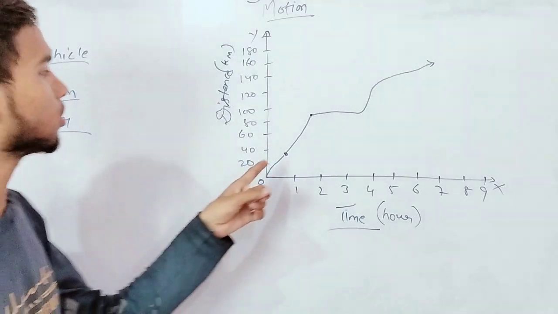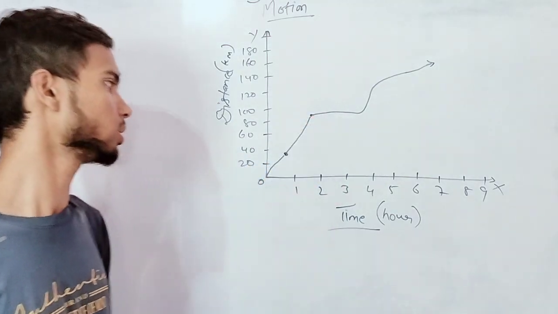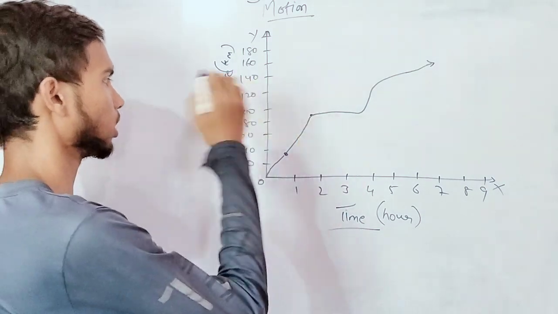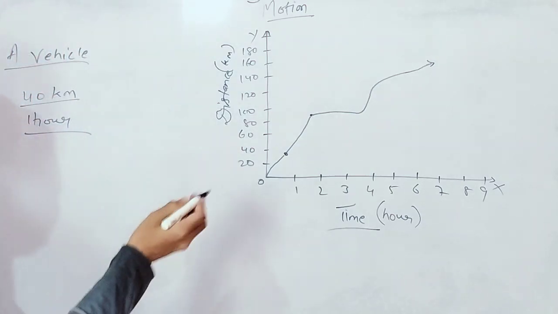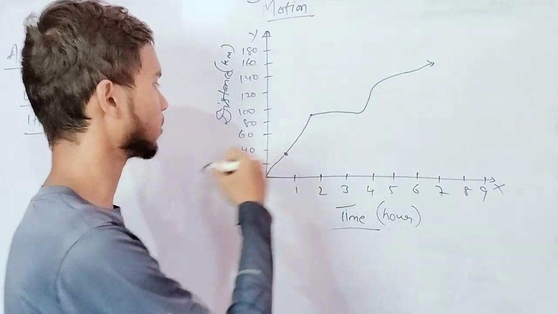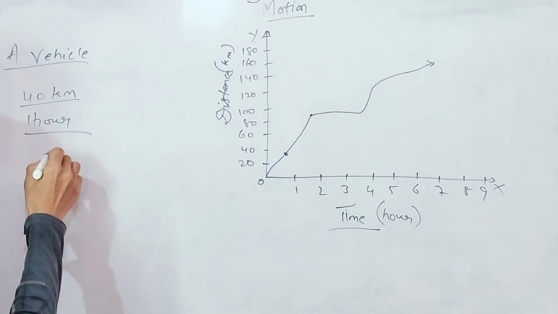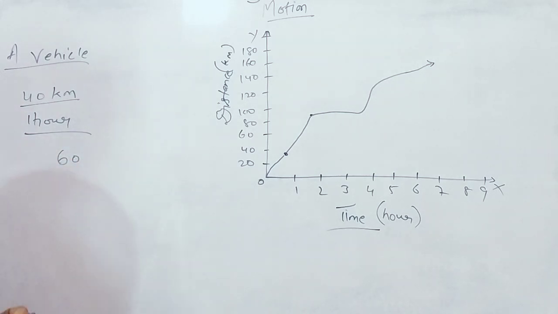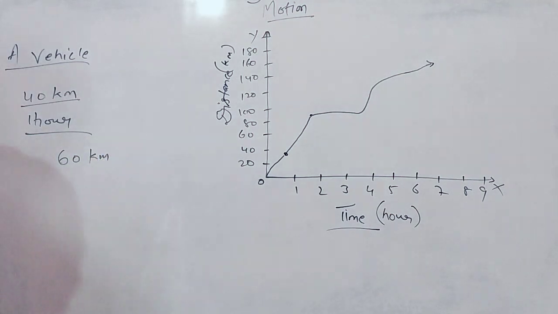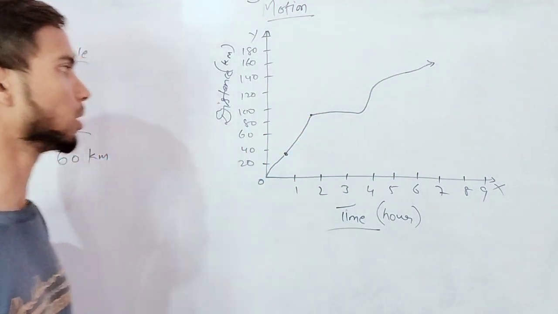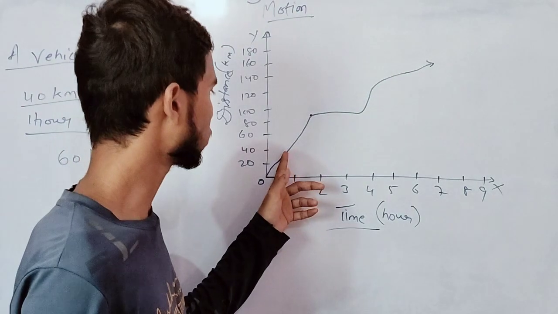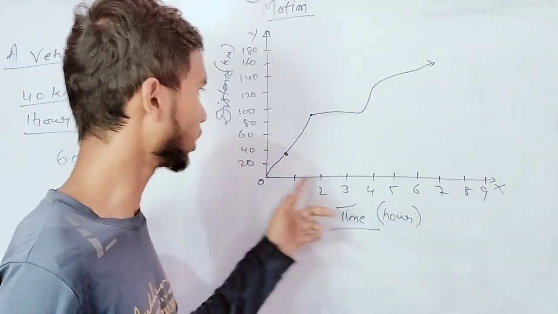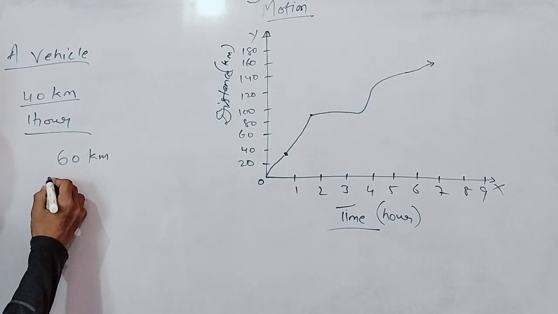So I want to know the distance from here to here. You would say this is 100. You will subtract 100 minus 40. You will get the total distance, which is 60. 20, 40, 60. 60 kilometers. From here to here, the same vehicle covered 60 kilometers within how much time? From here to here, 1 hour. Only 1 hour.